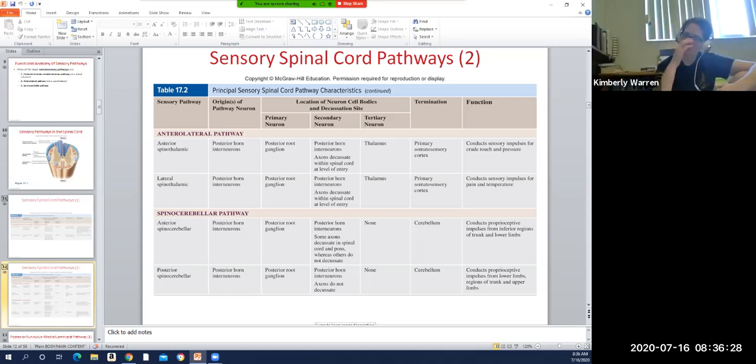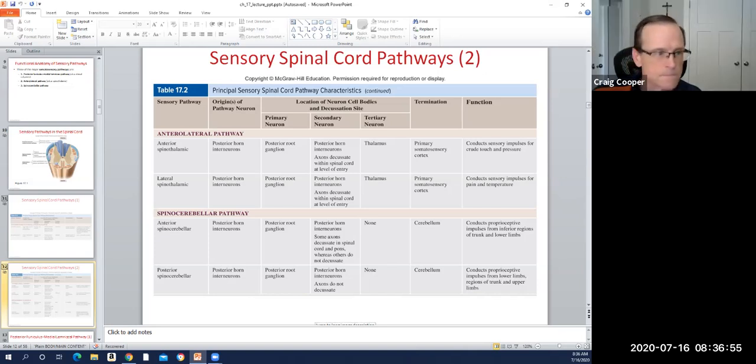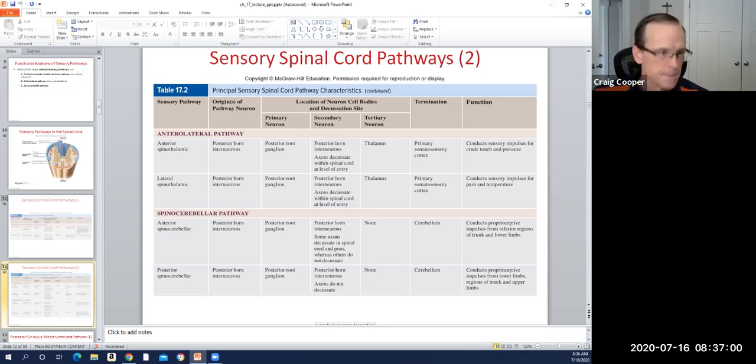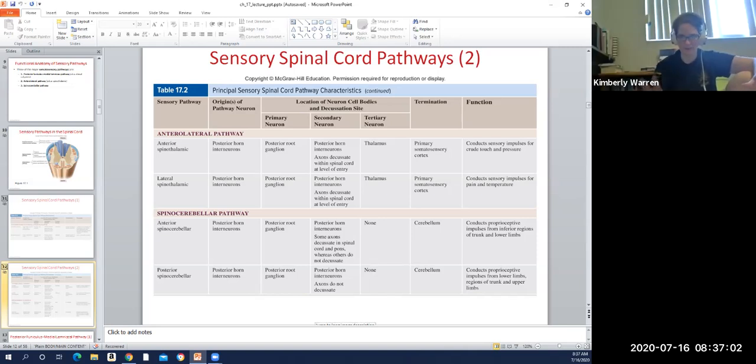And then I just had one more question for you. Yep. So with the first two that we talked about, the fasciculus cuneatus and the fasciculus gracilis, one is sensory for the arm and one is sensory for the leg. But these anterior and lateral spinothalamic, those are for the whole body, or whatever region that specific spinal nerve attaches to. So it doesn't specify a basic same region.